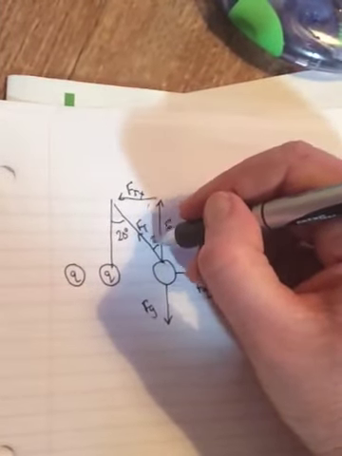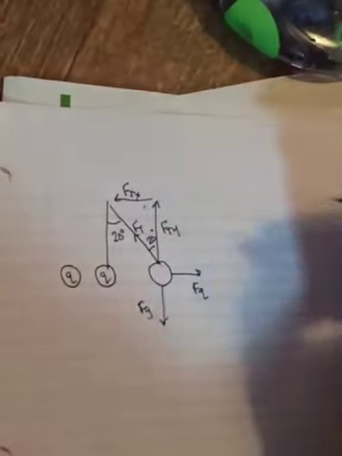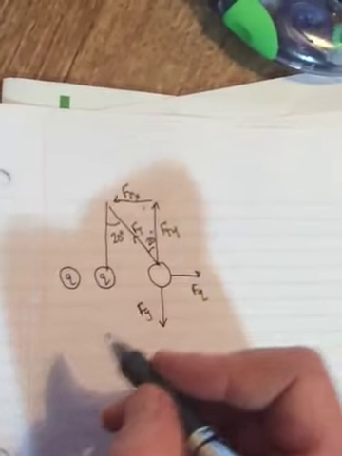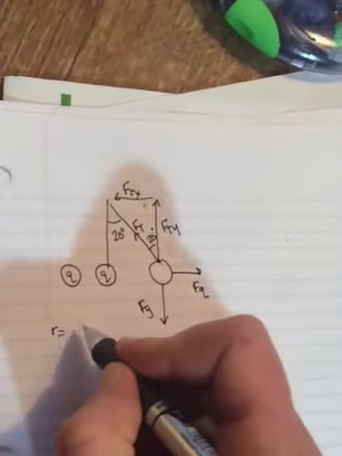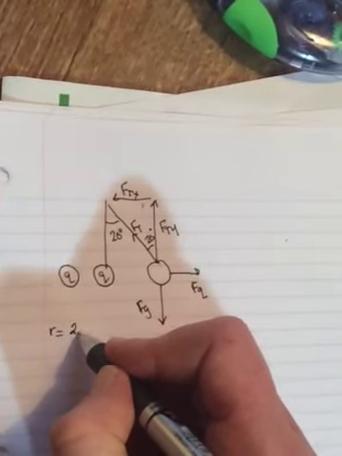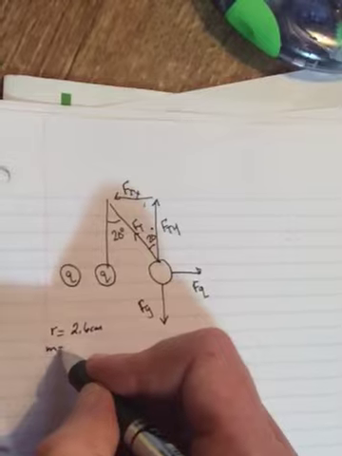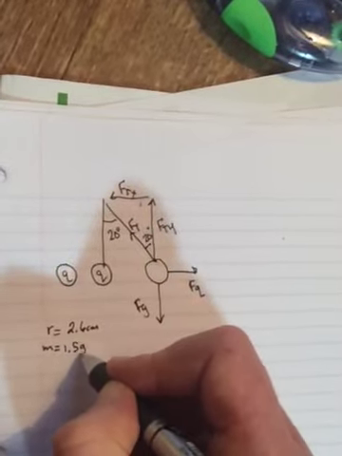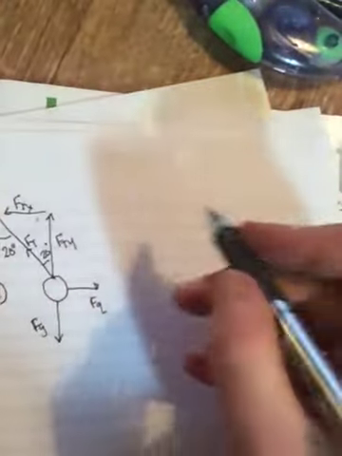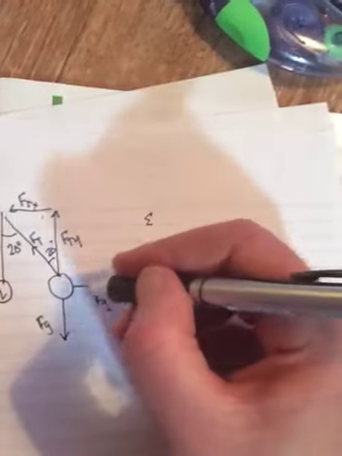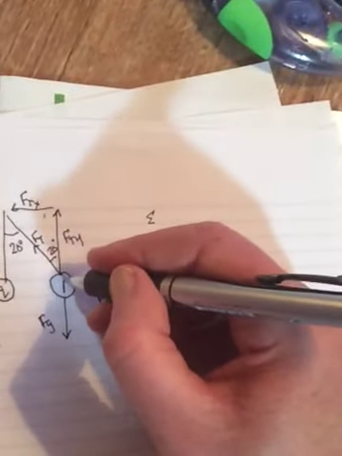And this angle will be 20 because of alternate interior. Okay? It also tells us in the question that the distance from the center of one to the center of the other is 2.6 centimeters, and it tells us the mass is 1.5 grams. So all you're going to do is sum of the forces in the y, sum of the forces in the x on this guy. Okay?